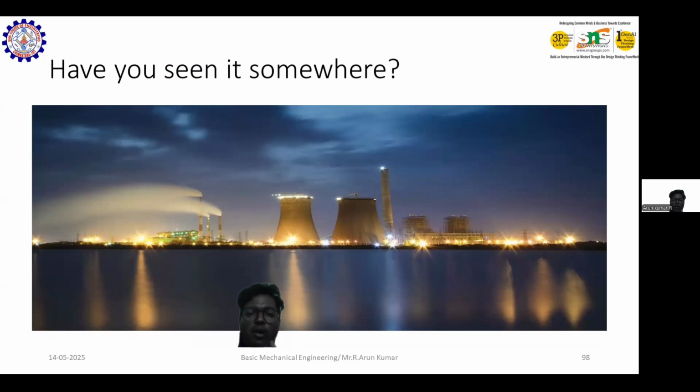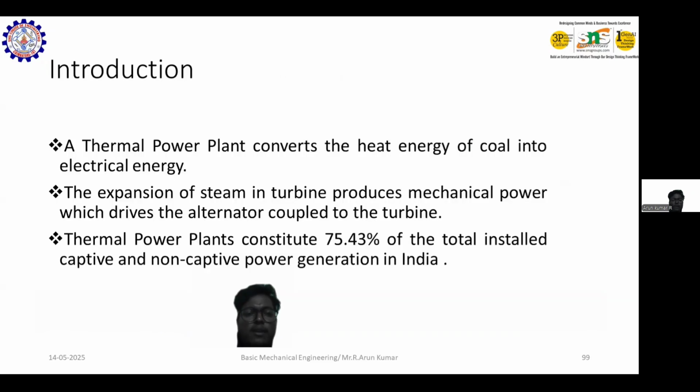The thermal power plant is located near a high-level water source. Why? Because a water source is required for a thermal power plant to work. If you have no water in the locality, the thermal power plant cannot work in that region. So it is mostly located near the ocean, near sea level.